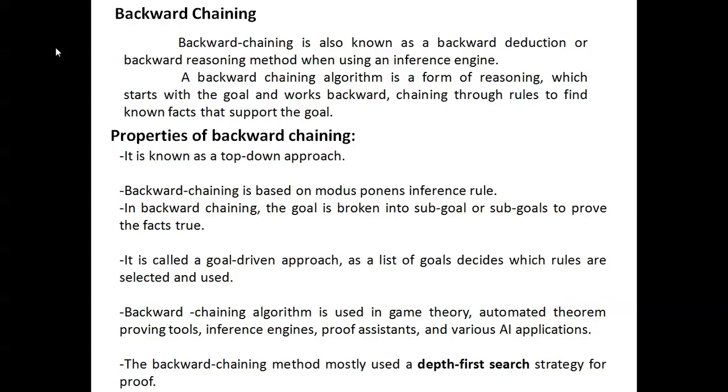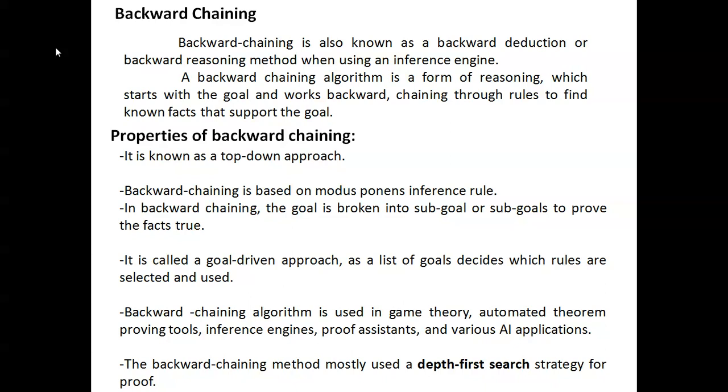Next one, backward chaining. Backward chaining is also known as backward deduction or backward reasoning method when using an inference engine. The backward chaining algorithm is a form of reasoning which starts with the goal and works backward, chaining through rules to find known facts that support it. Properties of backward chaining: forward chaining is down to top, and this one is top to down. That is the first property of backward chaining.